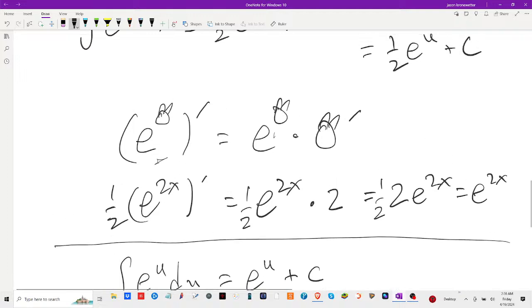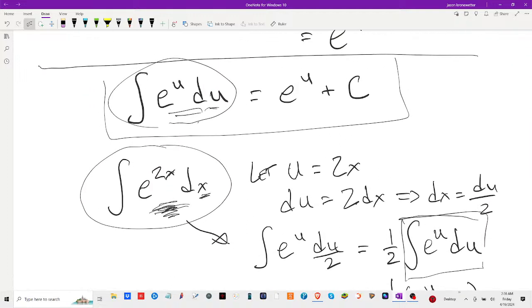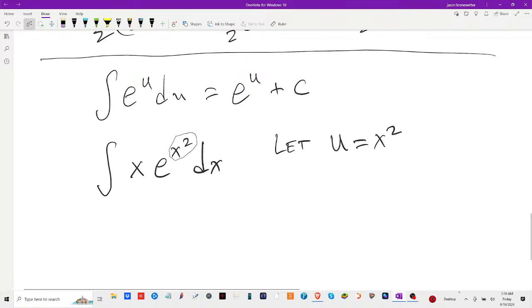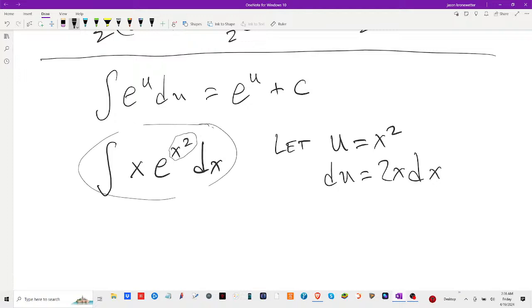Now, if you look back at what we did in the previous example, as soon as I let u equal something, the first thing I did was take the derivative of each side. So I'm going to do that here. Let u equal x squared, and then du is 2x dx. Now what I need to do is account for everything in this integral. The e to the x squared, that's going to be easy because that's u, right?